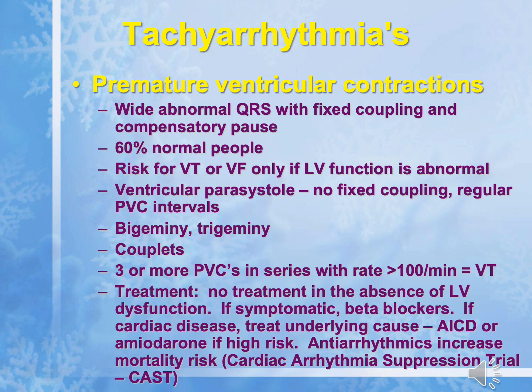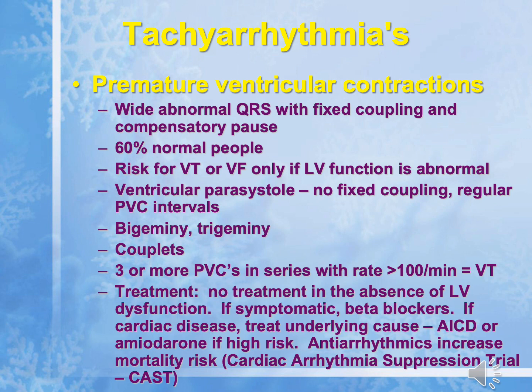We find premature ventricular contractions in 60% of normal people, and the question always is whether or not they represent a condition of risk that needs to be treated. By risk, we're referring to whether they are at risk of developing ventricular tachycardia or ventricular fibrillation, which are associated with sudden death syndromes. Usually, only if the left ventricular function on an echocardiogram is abnormal do we consider the premature ventricular contractions to be at risk.